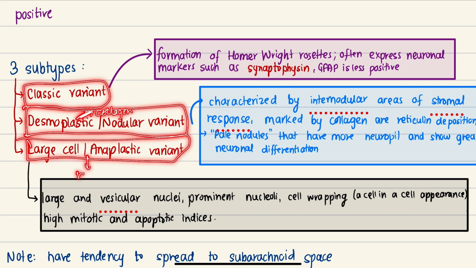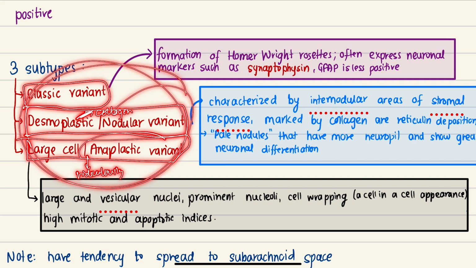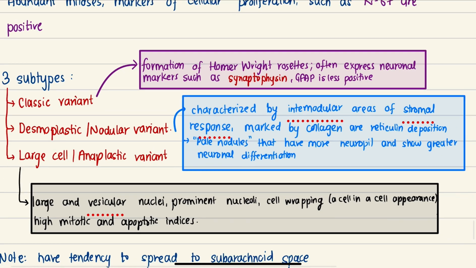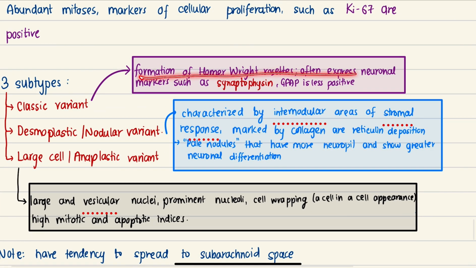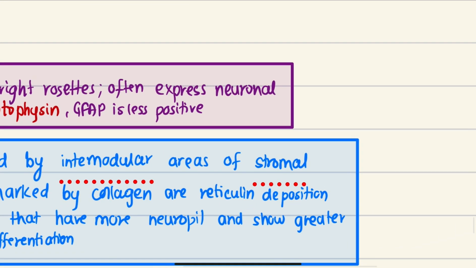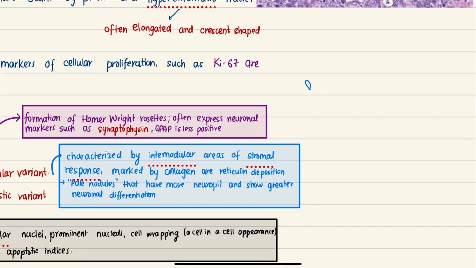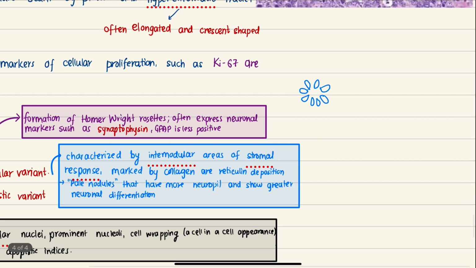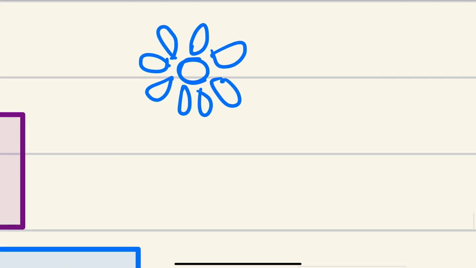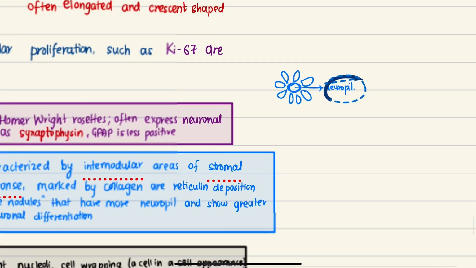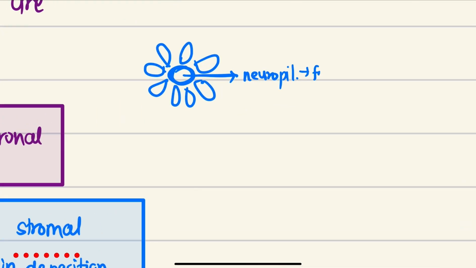This is quite ridiculously dangerous. Though all of the tumors are dangerous, this one is the most dangerous one, the anaplastic variant. So formation of Homer Wright rosettes, as I've explained in other videos also. So these are the cells, and there's this area which is not cellular. This is a non-cellular area, and this is called neuropil. Okay, neuropil, and it contains fibrillar substances.